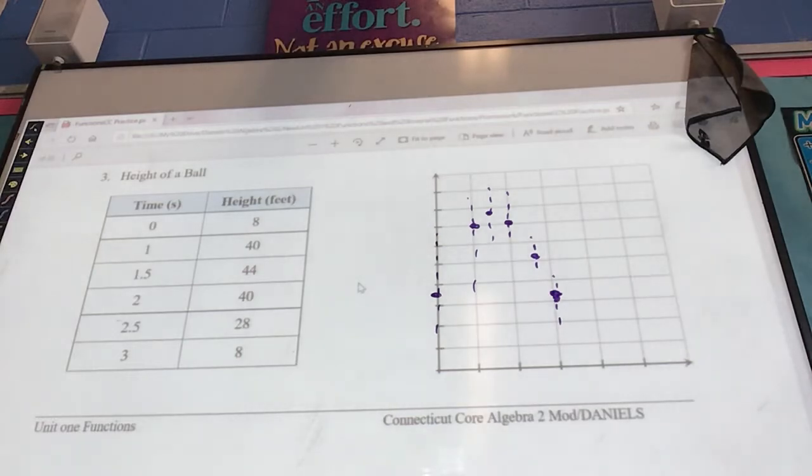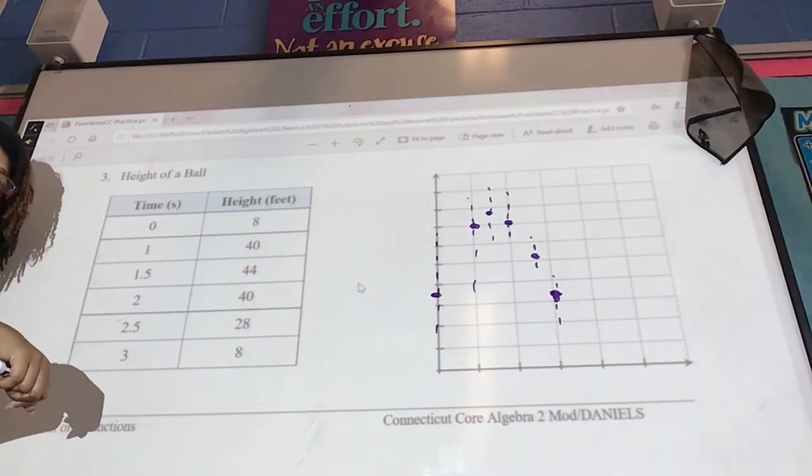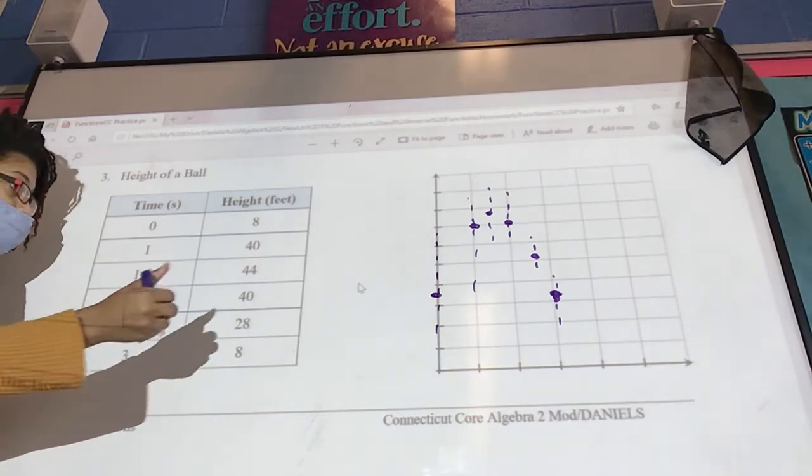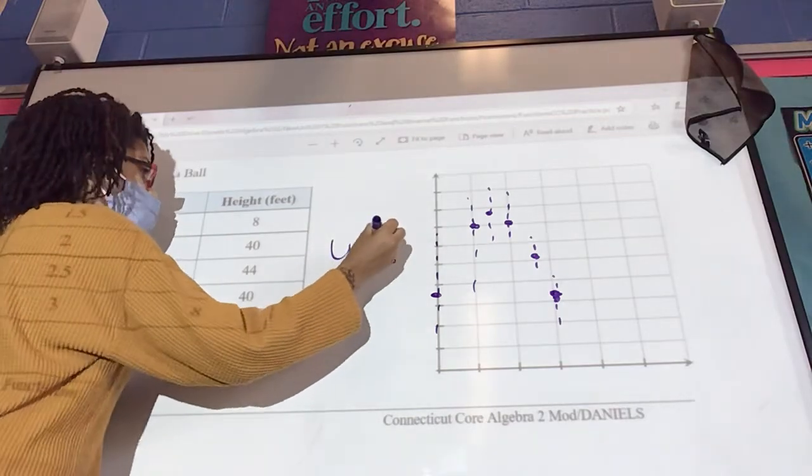Here's a function. No, why not? Because the y values are repeating. Did it pass the vertical line test? No. No? Yes? Does any vertical line touch more than one point? No. Nope. So yes, it passes the vertical line test.